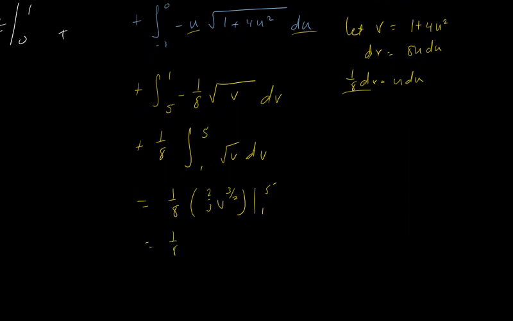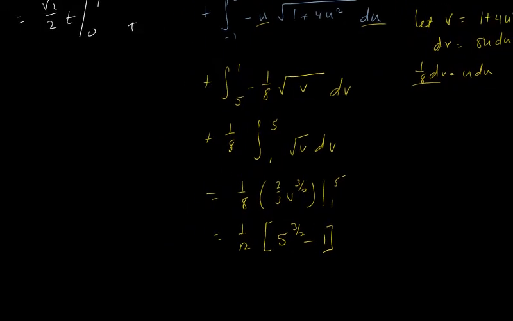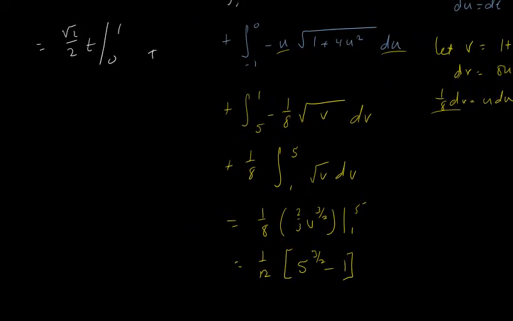So that is 1/8 times 2/3, which would be 1/12, wouldn't it? Let's go ahead and do that now. 1/12, and that's going to be 5 to the 3/2 minus 1 to the 3/2, which is just 1. Okay, so let's come back over here and see what we've got. I didn't finish evaluating this first part of the integral, did I? So this is going to be root 2 over 2t. At 1 it is root 2 over 2, and at 0 it's 0, so it's root 2 over 2.